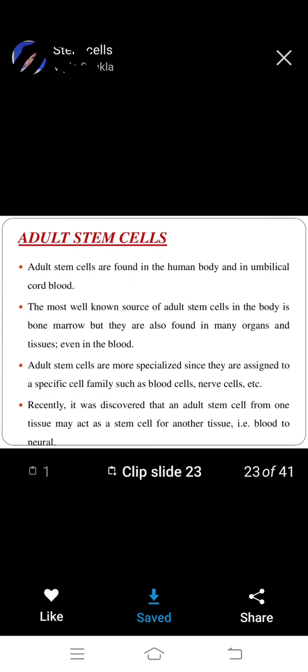Okay, the types of stem cells present in the bone marrow are hematopoietic stem cells and stromal cells.